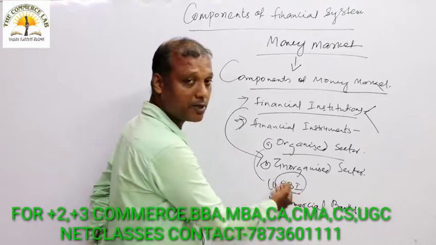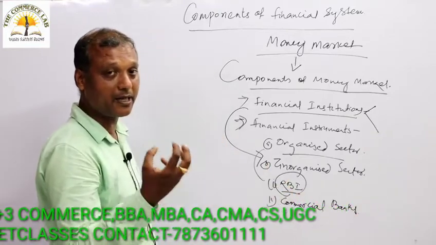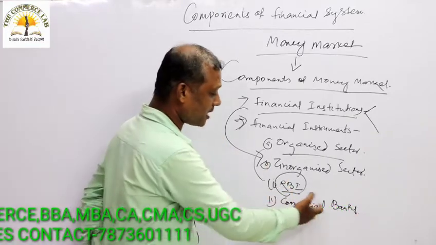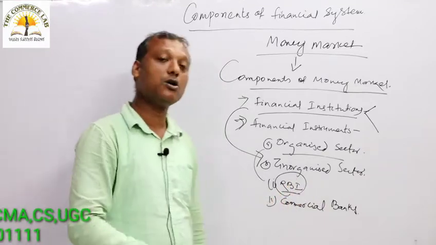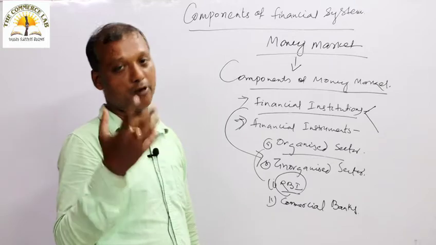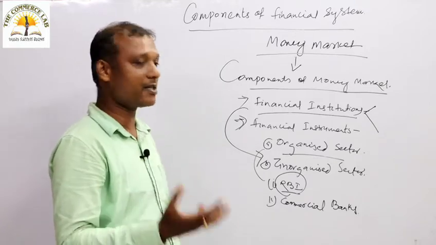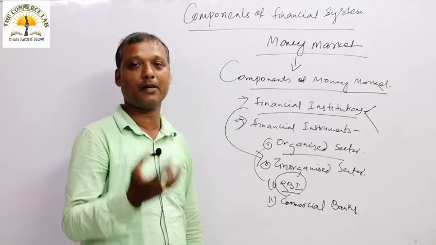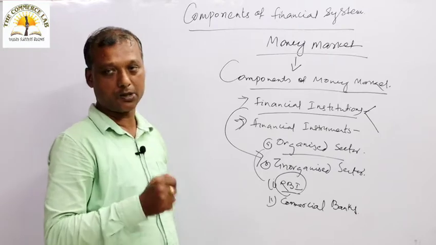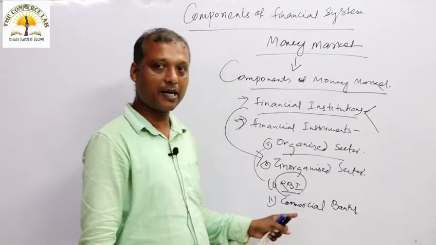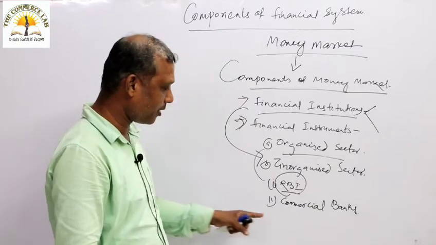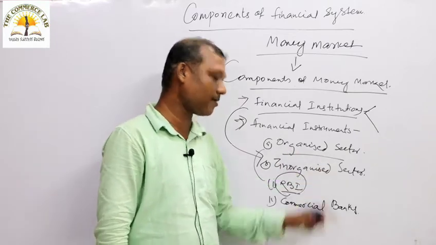The purpose of RBI is to maintain price stability with economic growth. But the purpose of commercial banks is the profit motive. Commercial banks are institutions that are always looking for profit. They don't have the target to achieve price stability with economic growth. Understood? So commercial banks come under the second point of discussion under the organized sector.